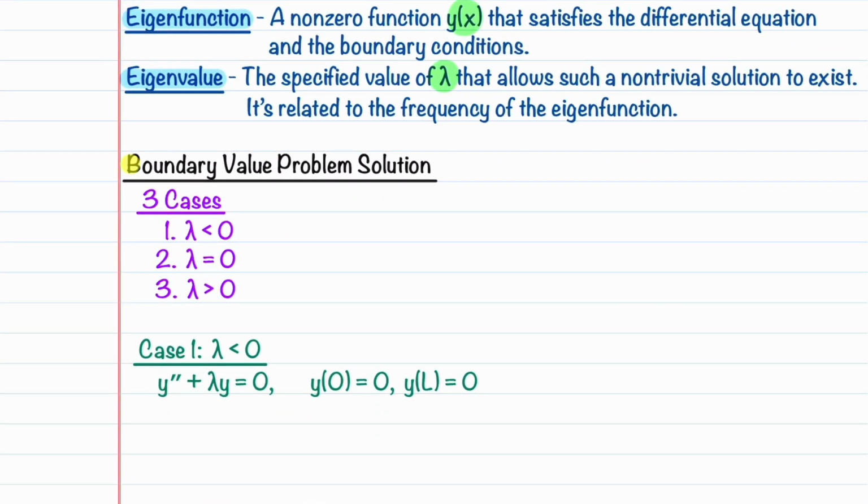Let's now walk through the solution to this boundary value problem. That's this problem right here. And we're going to consider three cases. The first case, lambda is going to be negative. The second case, it's going to be equal to 0. And then the third case, which is the most interesting case, is when lambda is greater than 0.